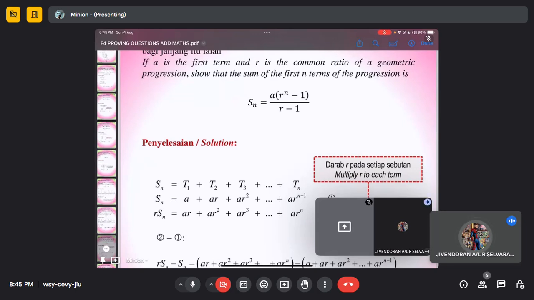Okay, this is the formula for Sn for a geometric progression. If a is the first term and r is the common ratio of a geometric progression, show that the sum of the first n terms of the progression is Sn equals a times bracket r to the power of n minus 1 close bracket over r minus 1. This is the Sn formula, if you all still remember. So how are we going to prove it?